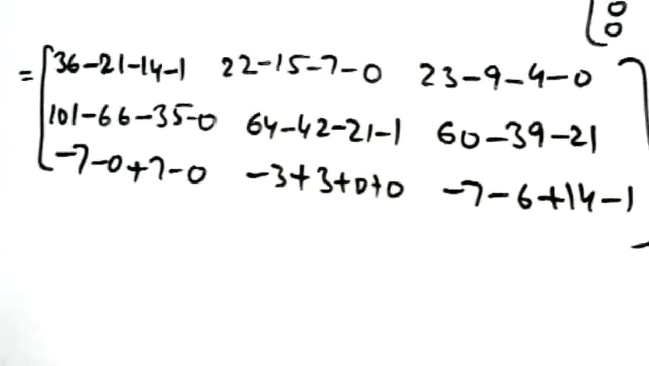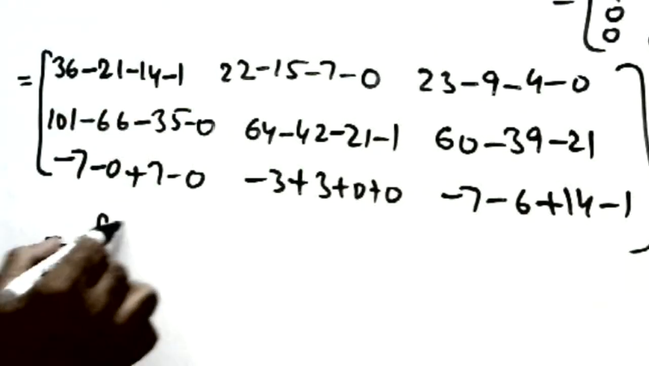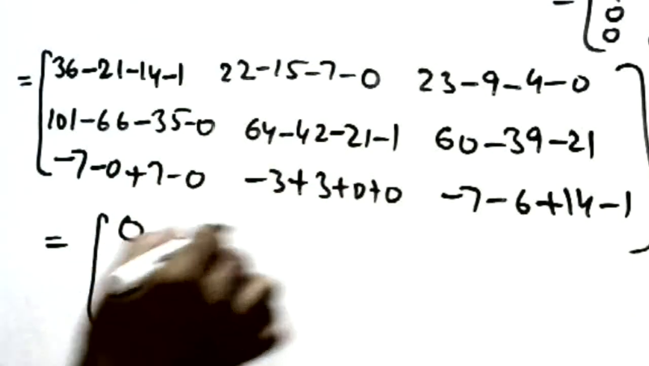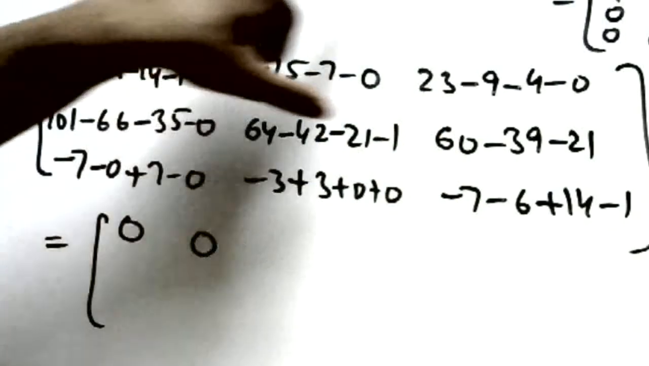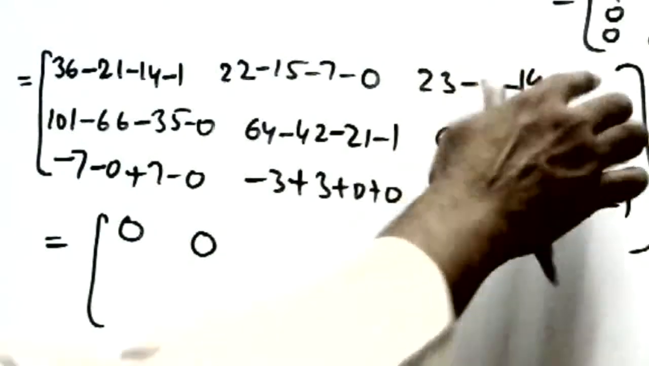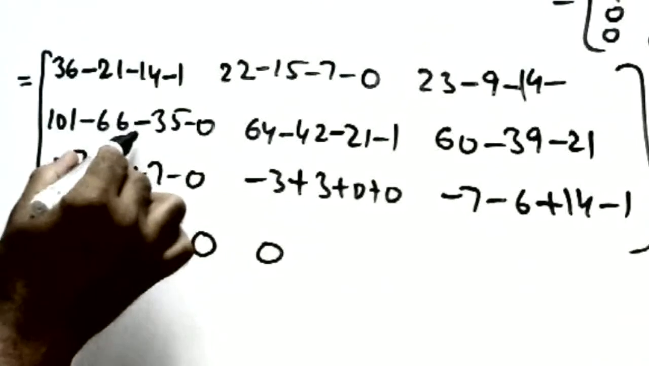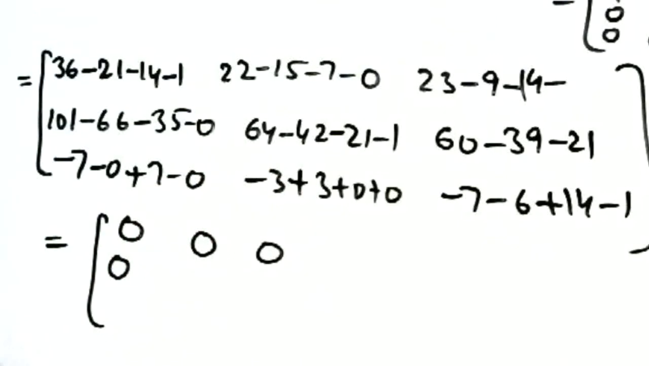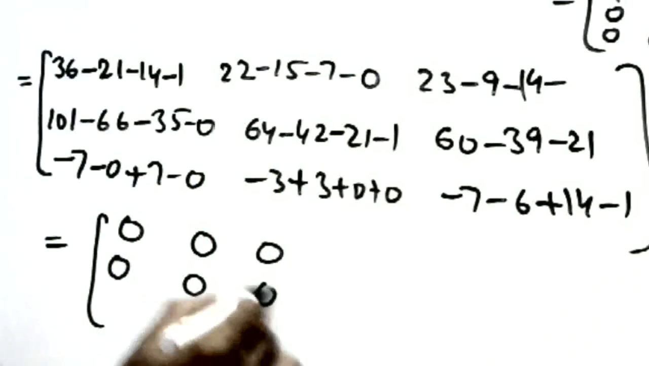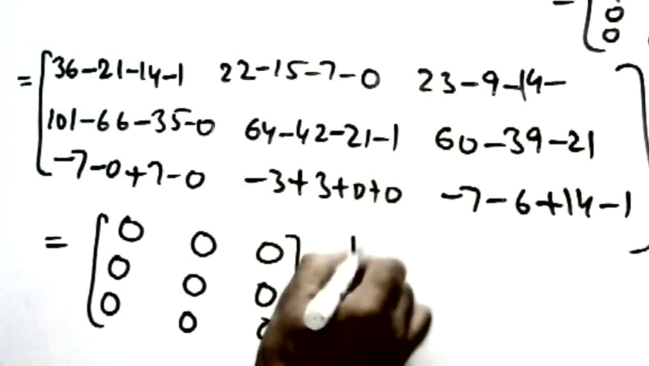Now see here, I think we get all these zeros. 36 minus 36 will be 0, 22 minus 22 will be 0. Okay, here we made some mistake, I think. 23 minus, yes, minus 2 sevens is 14, it's 14 actually. So 23 minus 23 will be 0, and 101 minus 101 will be 0, 64 minus 64 will be 0, so we'll get 0 everywhere. You just verify whether we made some mistake, but anyhow we'll get the value 0, 14 minus 14 is 0.